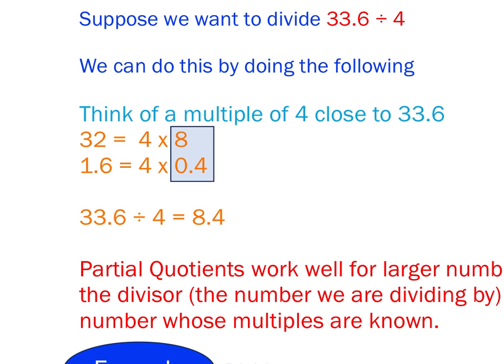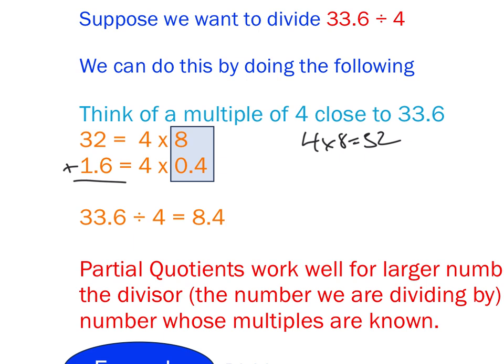And what we know is we know that 4 times 8 is 32. So the multiple that we're thinking of is 32 because it's below 33.6. So then, if we have 32 and we add 1.6 to it, we get 33.6. So now what we have to do is we have to think about this. 4 times what is 1.6?